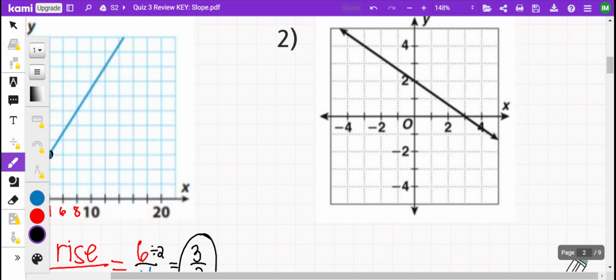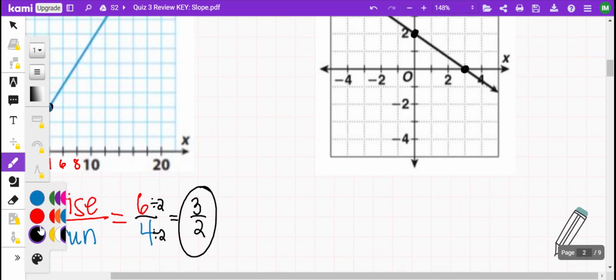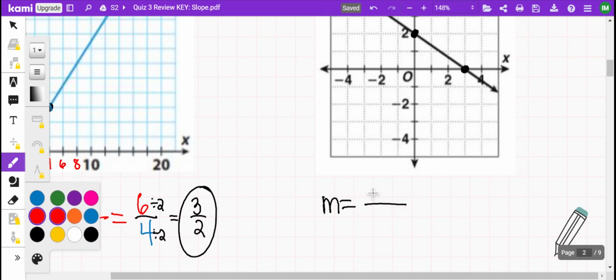On number 2, again, I am not given 2 points, so I'm going to go ahead and select one. This point hits right on the corner, and this one doesn't, but this one does. Let's just check our units just to make sure we are going by ones. You always want to check that. So this is 0, this is 1, this is 2, this is 3, this is 4. Perfect. So it is going by ones. Same thing on the y-axis. This is 0, 1, 2, 3, 4. Okay, cool. So once we've figured that out, once we have checked that, remember you're going to use rise over run to find out what your slope is.